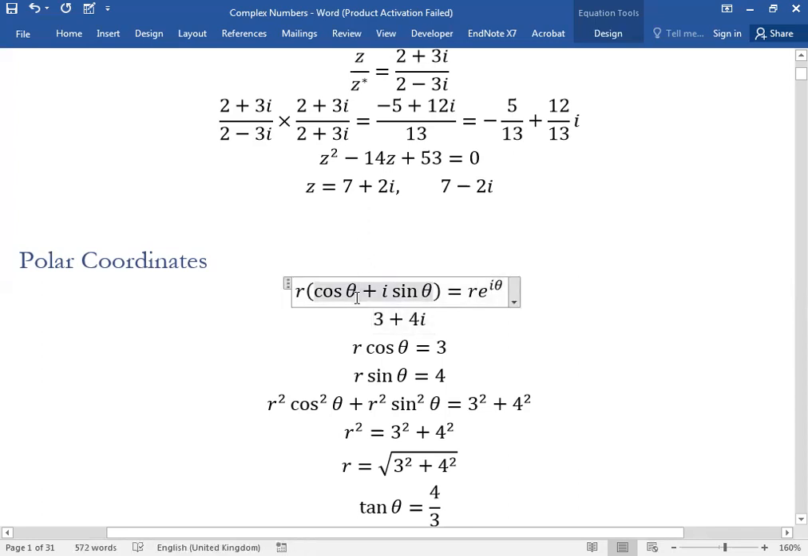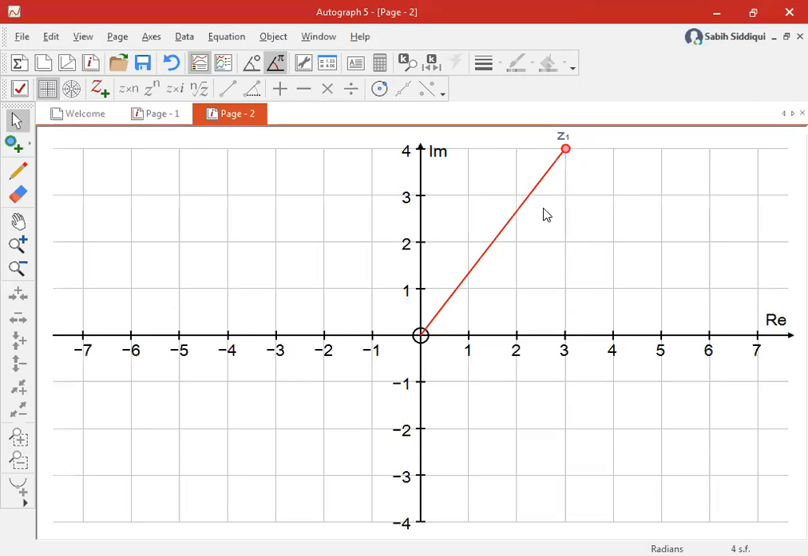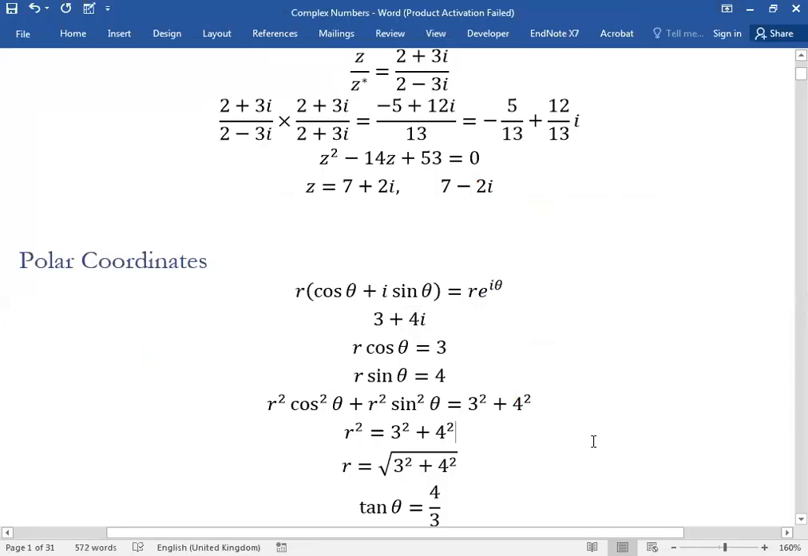Now the same number, if you were to write it in polar coordinates: 3 is the real part and 4 is the imaginary part. R is the modulus and theta is the argument. Instead of writing 3 plus 4 iota, you can write the entire complex number using its modulus or magnitude and the angle or argument that it makes. Is this clear?